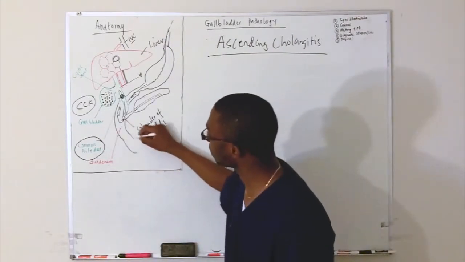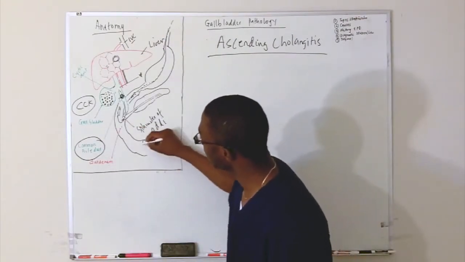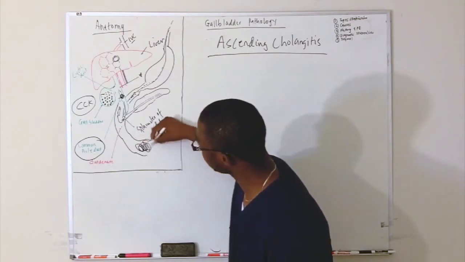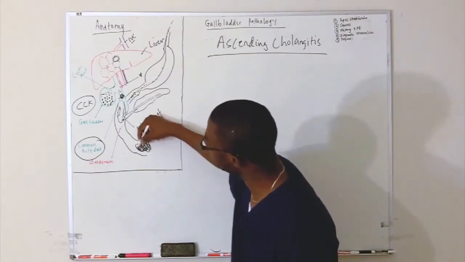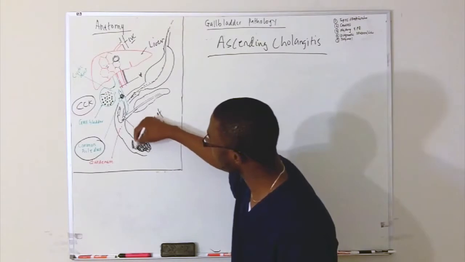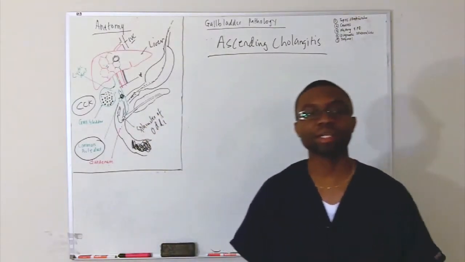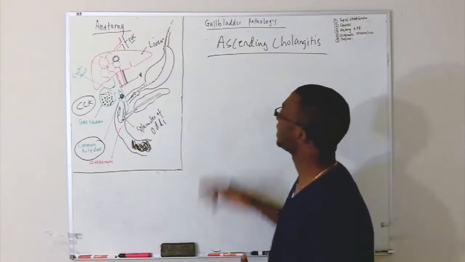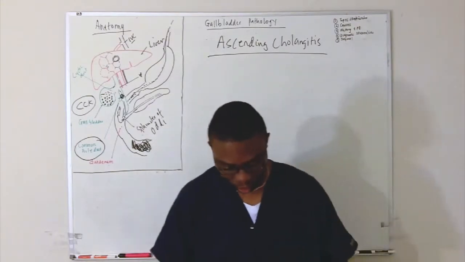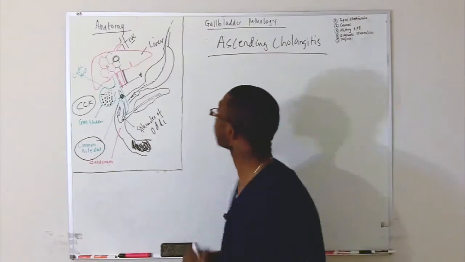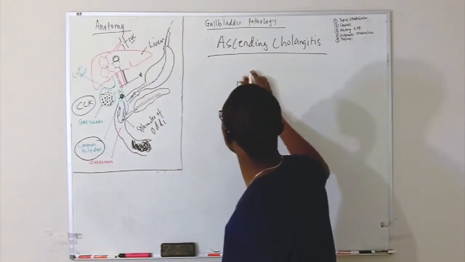Inside your duodenum is a lot of poop, right? Not really the nicest thing. They look nice when you're eating them though, until they get digested. And inside there's a lot of bacteria. So the definition of ascending cholangitis is what? Something is going up, right?